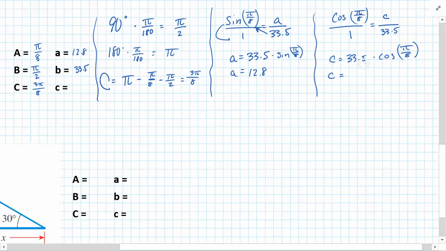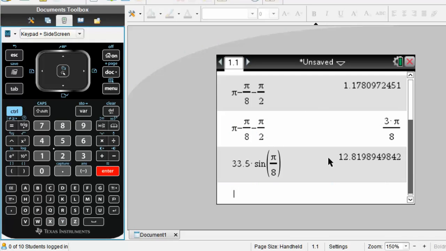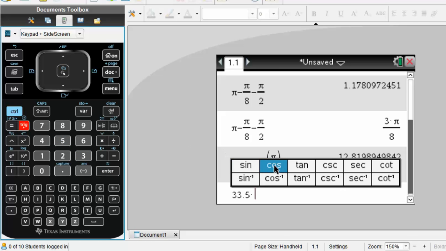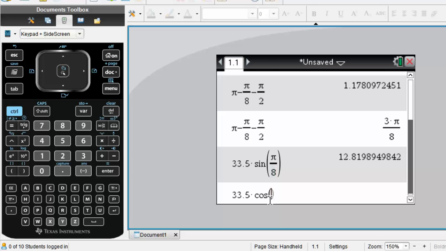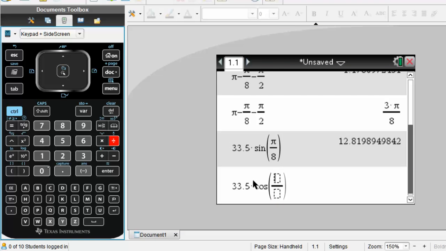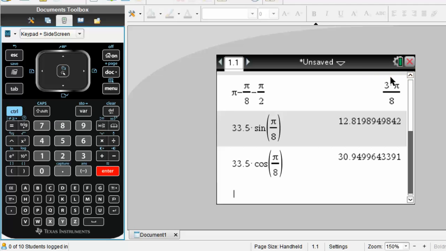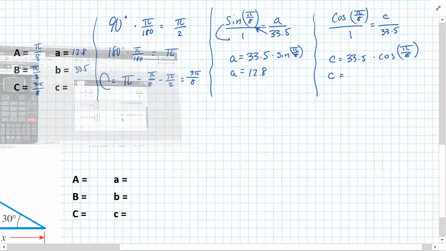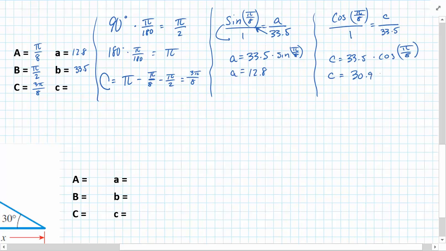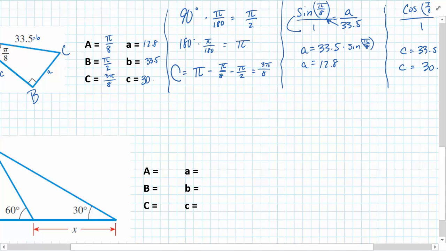So I'll go to the calculator now and identify this result. 33.5 times cosine of pi over 8. So let's create a fraction. We have pi divided by 8. And before I press enter, let me just double check. Yep, I'm still in radians, so I'm in good shape. We'll press enter here and round this result to the nearest tenth, 30.9 units. So C is 30.9 units.